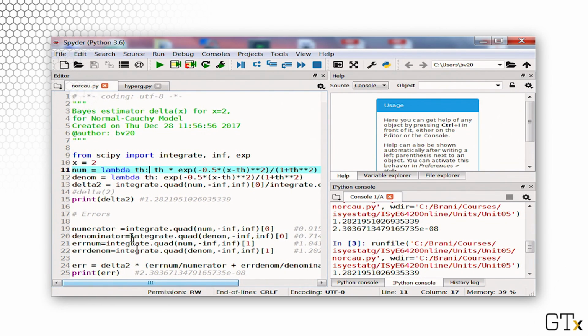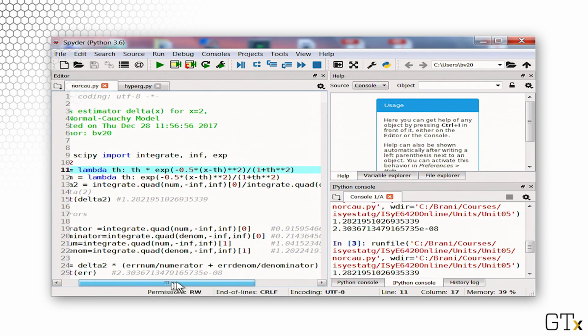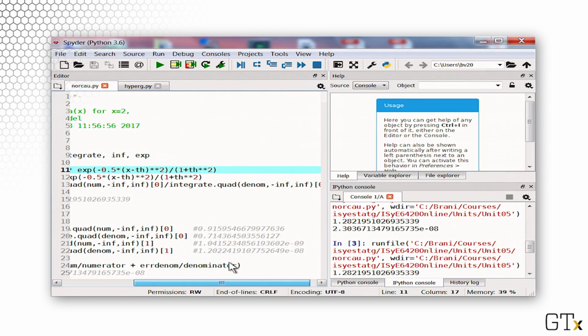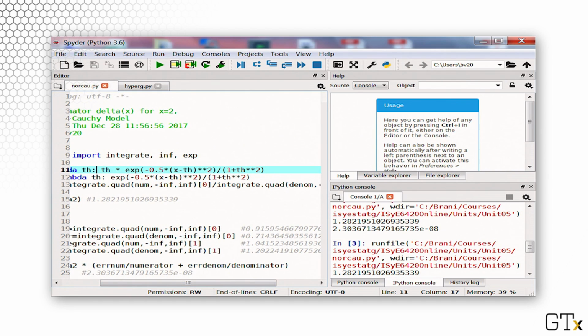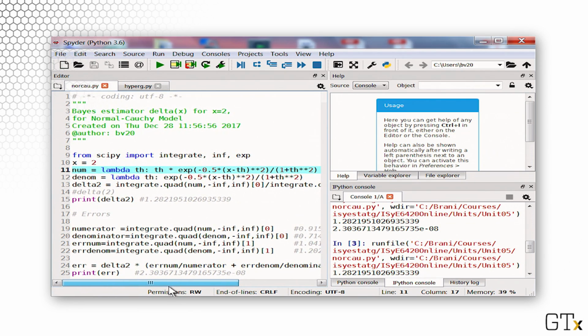This numerical integral returns two values. One is the approximation, the value, and second is the error, the estimator of the error made. So the 0 and 1 values in that result sequence, 0 corresponds to the value and 1 corresponds to the error. So to get the ratio of the two integrals, I'm taking the ratio of the two 0 values of the result, and delta 2 is 1.282195 and so on and so forth.